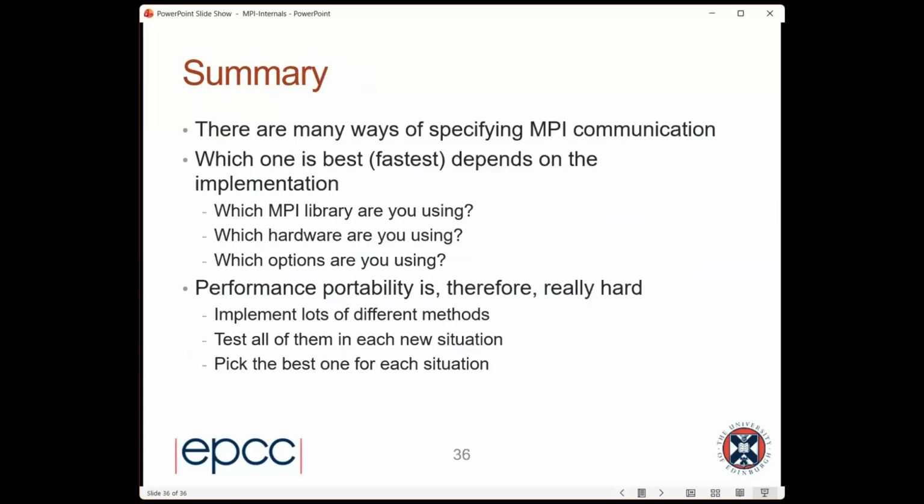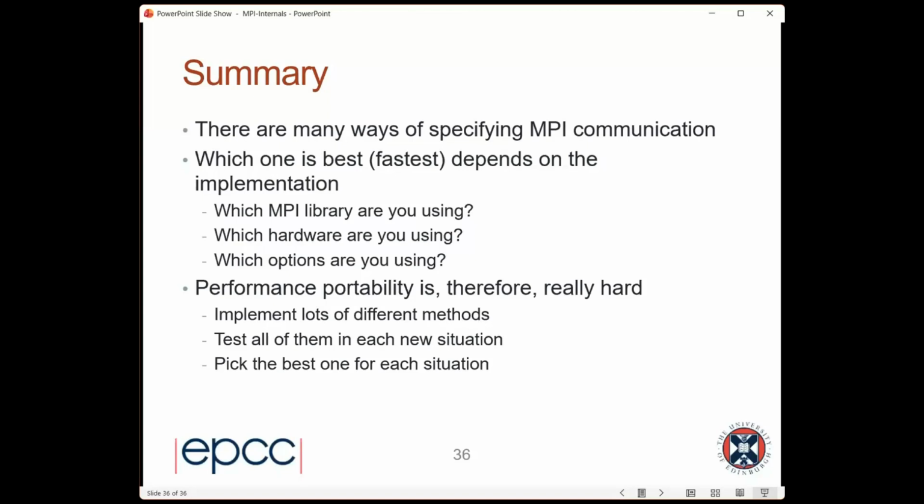So the summary: there are many ways of specifying MPI communication: send, Ssend, Bsend. Should I use non-blocking? Could I use persistent? Which one is best or fastest depends on the implementation. Performance portability is therefore really hard, but what is often useful is to write simple benchmarks. We have a ping pong. I wrote a simple halo swapping benchmark. We'll do that around lunchtime, and implement lots of different methods. And when you get onto a new platform, test all of them and pick the best.